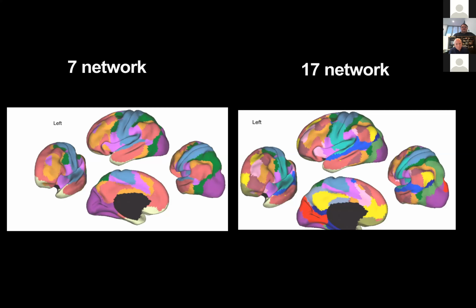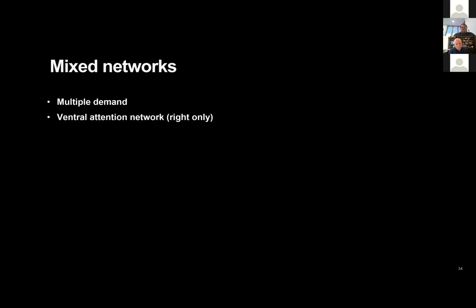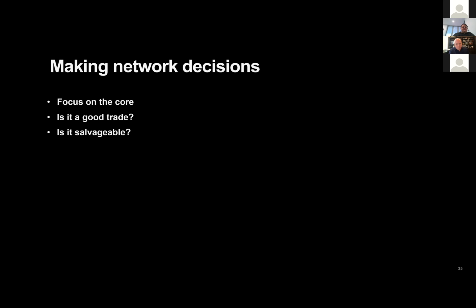What it comes down to is that many of these networks can be subdivided and are more complex than the simple 7 network model, but we have to be able to simplify this. Now, there are also things that get called networks, like the multiple domain and ventral attention networks, that are actually mixtures of networks. They have different components of different networks working together, but they do a task that, for schematic purposes, is useful for us to think about the brain. Not all of these are part of the 17 network model.